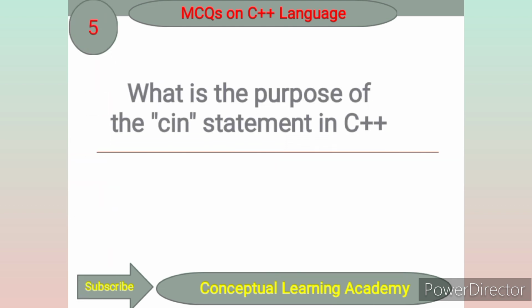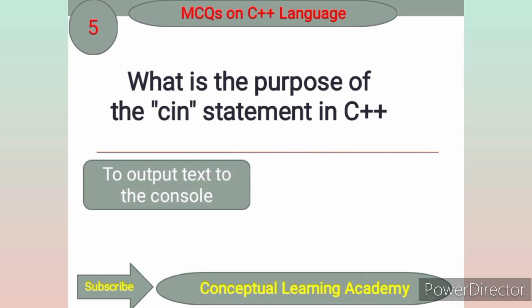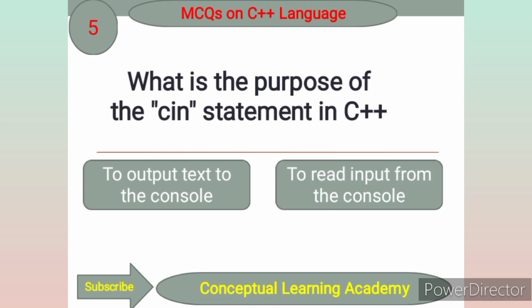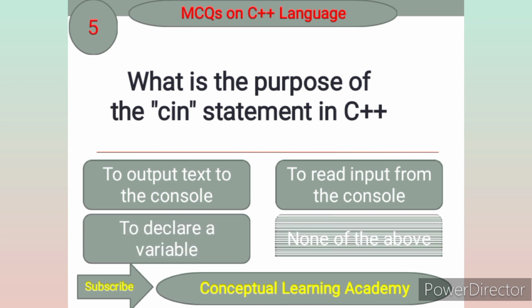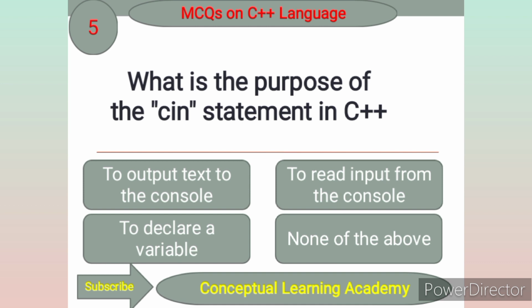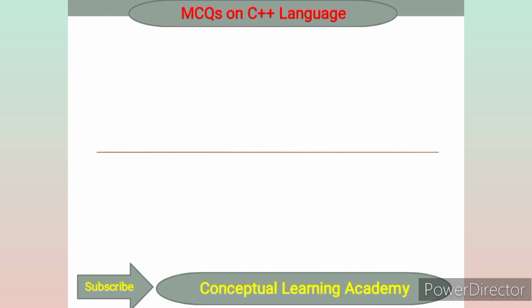Question number 5. What is the purpose of the cin statement in C++? Option 1 to output text to the console, option 2 to read input from the console, option 3 to declare a variable, option 4 none of the above. The correct answer is to read input from the console.